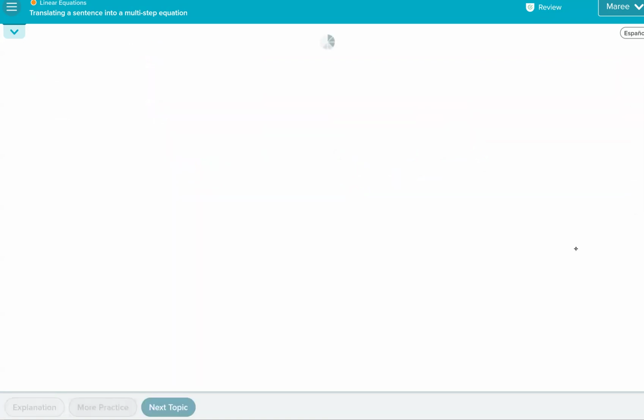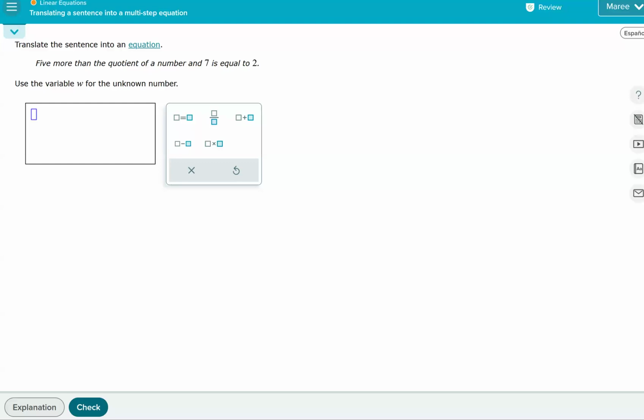Let's see if we can have some more that have different words in them. So 5 more than. Whenever you see more than or less than, you're going to be adding or subtracting that on the end of your statement. So 5 more than, and then we're going to have something. Because it's more than, we're going to have plus 5 on the end of whatever it tells us is going to come before it.